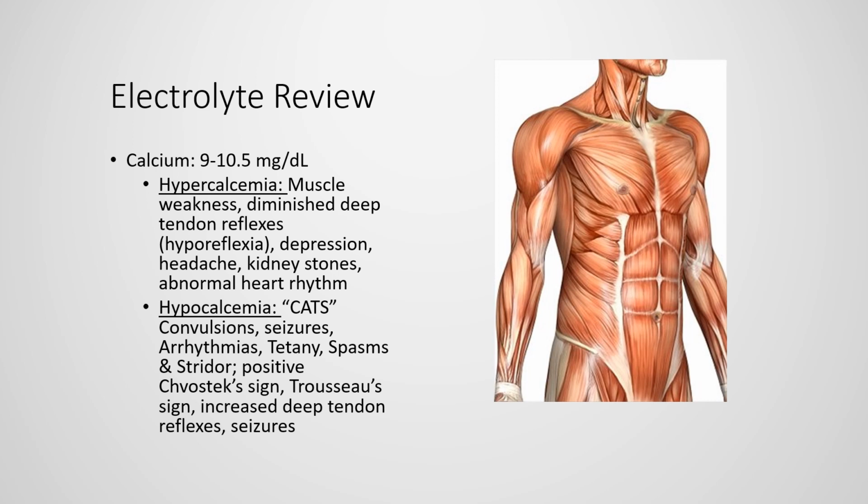You're depressed. You develop calcium kidney stones, and potentially abnormal heart rhythms. Hypocalcemia, you're more twitchy. It's more of the twitchy side, the twitchy effects. So convulsions, seizures, arrhythmias, spasms of the muscles, positive Chvostek sign and Trousseau sign, and those are tests for looking at twitchy muscles of the face or at the spasms at the wrist. Okay, increased deep tendon reflexes and seizures. So think of hypocalcemia as the body getting really nervous and twitchy of the nervous system and the muscular system.